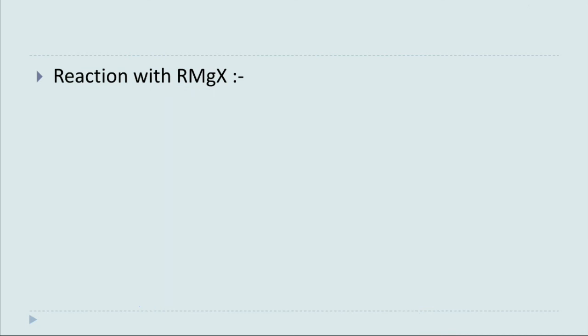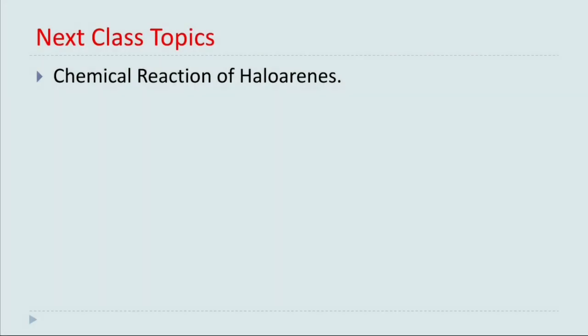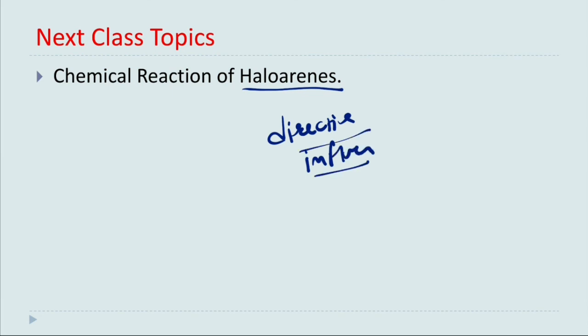In tomorrow's class, we will discuss the chemical properties of haloarenes. In chemical properties of haloalkanes, the stereochemical aspect was the highlight, and in haloarenes, their directing influence will be the highlight of the chemical properties.